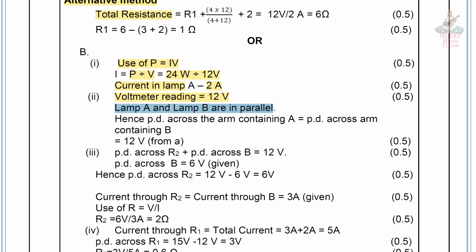Lamp A and lamp B are in parallel. Hence, potential difference across the arm containing A is equal to potential difference across the arm containing B, which is 12 volt from A. Third, potential difference across R2 plus potential difference across B is equal to 12 volt. Potential difference across B is 6 volt, given. Hence, potential difference across R2 is equal to 12 volt minus 6 volt is equal to 6 volt. Current through R2 is equal to current through B is equal to 3 ampere, given. Use of R is equal to V divided by I, that is Ohm's law. We get R2 is equal to 6 divided by 3 is equal to 2 ohm.